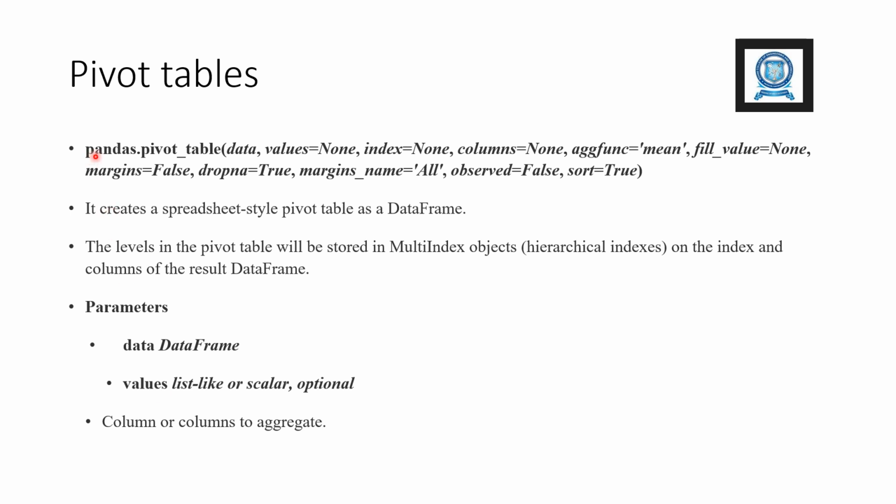Here is the syntax of writing the pivot tables in pandas. See pandas.pivot_table and the parameters are specified here. Here I am going to explain the parameters in the syntax. The first one is data. Data is a data frame. The second one is values. Values are list-like or scalar or optional. Column or columns to aggregate.